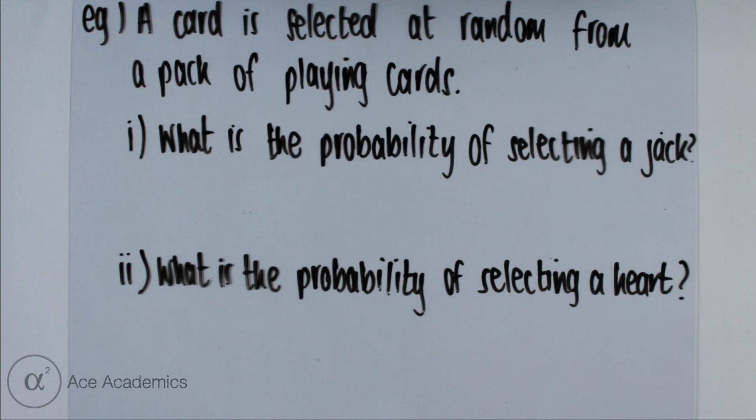The example says, a card is selected at random from a pack of playing cards. What is the probability of selecting a jack? Now, there's 4 jacks in the entire deck of cards, and there's a total of 52 cards. So the probability of selecting a jack is the number of jacks divided by the total number of possibilities. So the answer is simply 4 over 52.